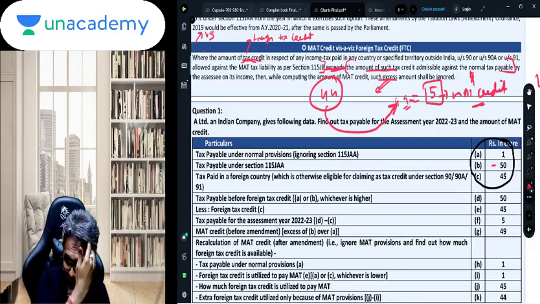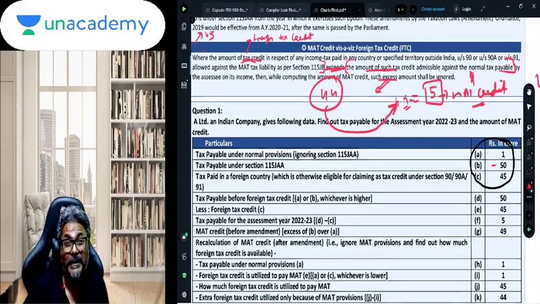Suppose, students, the tax payable under the normal provision is only 1, whereas under MAT it is 50. So how much is the MAT credit up till now? It is 49. MAT is 50, normal is only 1, so the MAT credit is 49. Now the foreign tax credit, students, over here is how much? It is 45. That is what they have given you. The tax paid in the foreign country is how much?